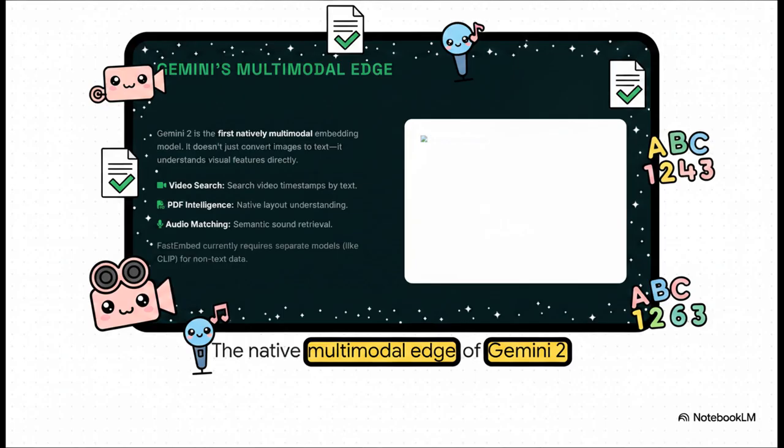Gemini's true superpower is its native multimodal edge. It isn't just converting images to text, it actually places text, audio, and video into the exact same embedding space. That lets you do some really futuristic stuff, like searching for a specific video timestamp using just a pure text query, or matching semantic sounds. FastEmbed is primarily built for text, so you'd have to cobble together entirely separate models to handle that kind of rich data.